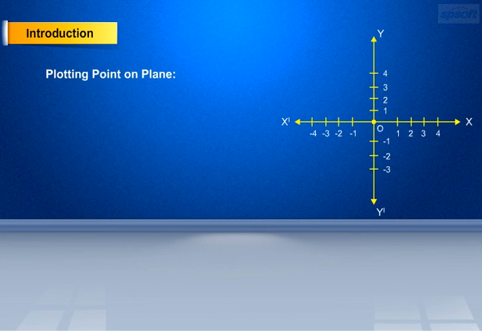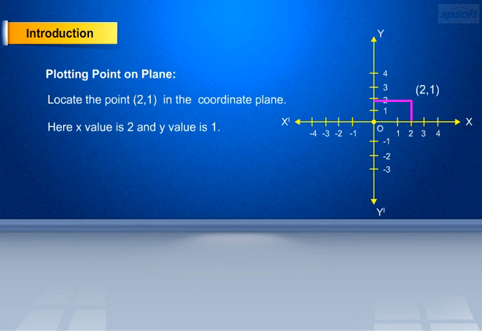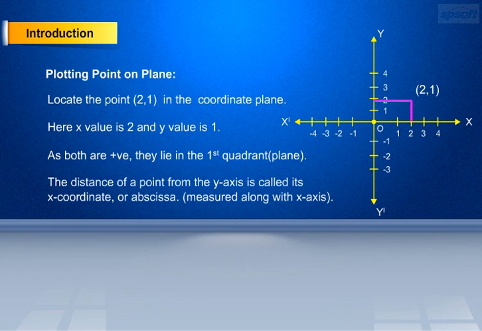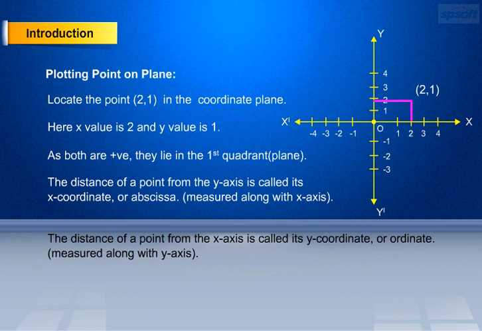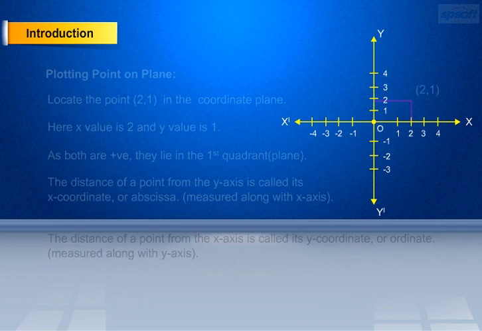Now we shall see plotting point on plane. Locate the point (2, 1) in the coordinate plane. Here x value is 2, and y value is 1. As both are positive, they lie in the first quadrant. The distance of a point from the y-axis is called its x-coordinate, or abscissa, measured along the x-axis. The distance of a point from the x-axis is called its y-coordinate, or ordinate, measured along the y-axis.